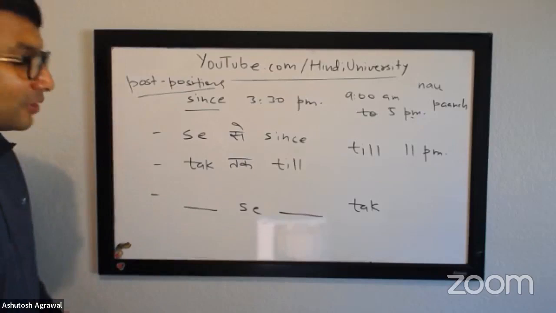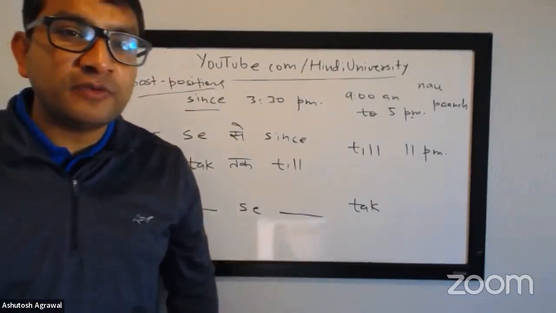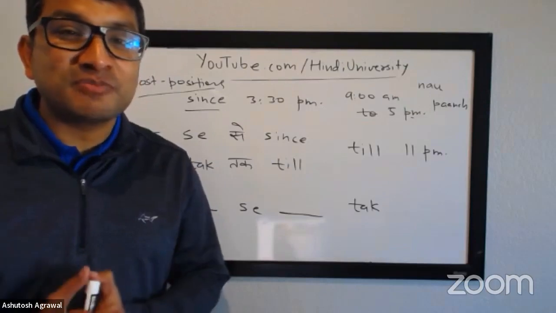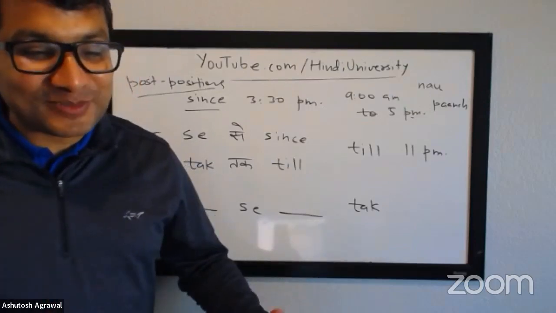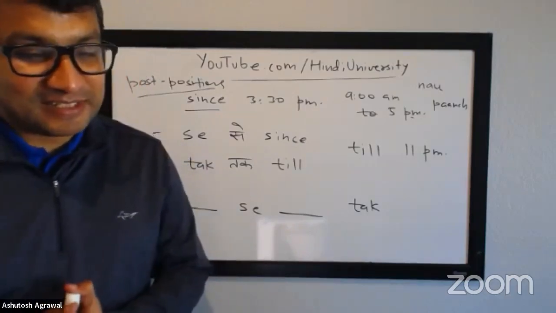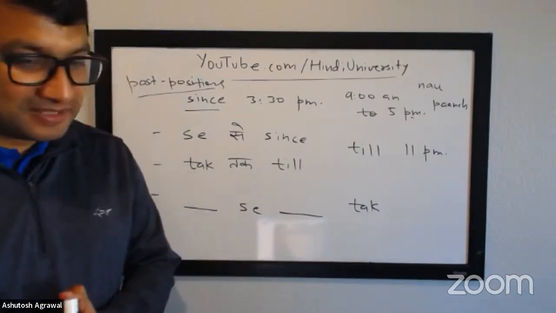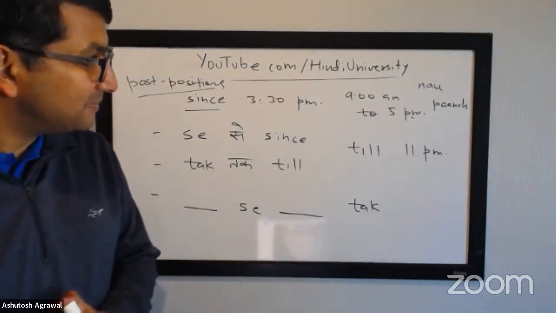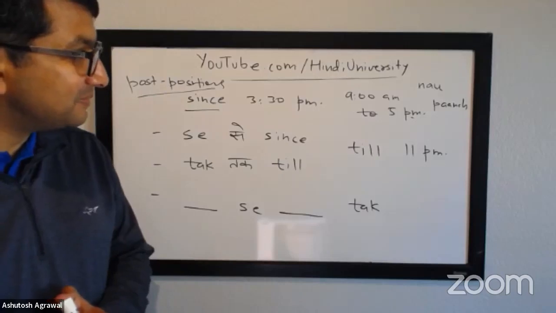Okay, awesome. Donna ji, you want to say the movie will go on from 12 till, let's say you went to watch a big Indian movie. It takes 3 hours, right? So the movie will go from 12 till 3. Film, barah baje se, teen baje tak.